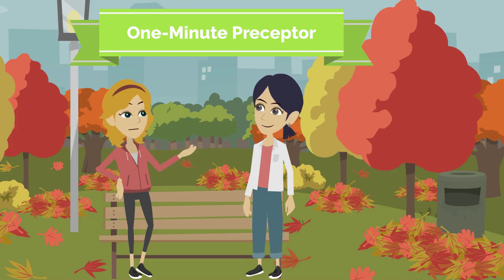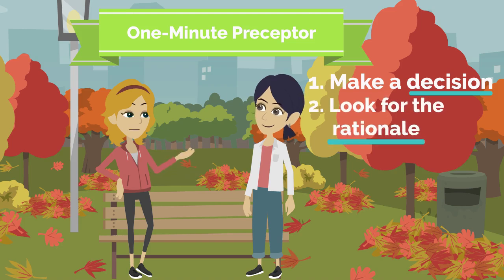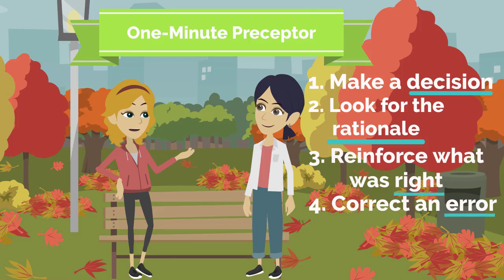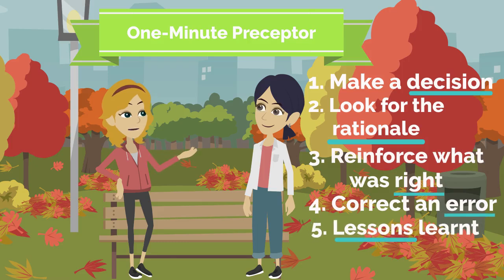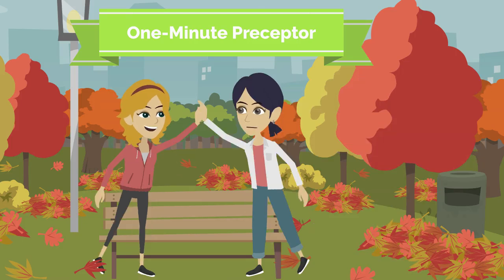"I think I can. The first is to get the student to make a decision, then look for the reasoning or rationale behind their decision. Next is to reinforce what they did right, then I'll need to correct any errors. I'll clarify what the take-home lesson is, and finally, I'll ensure that the student reflects on the session." "That's it. You've got it."